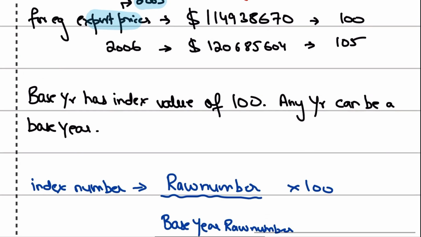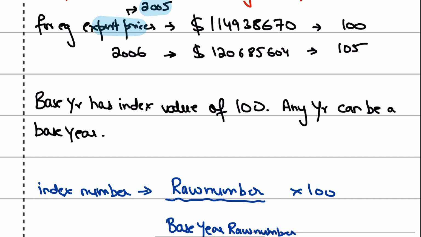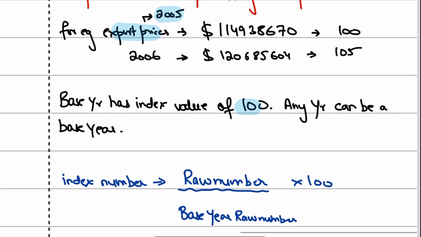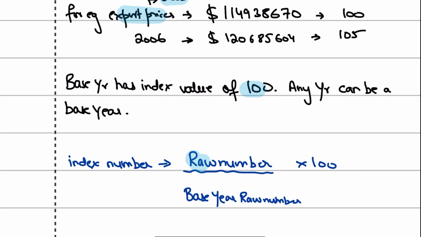Now, remember the base year always has an index value of 100. And remember that any year can be the base year. Usually the base year that we choose is a standard year where no dramatic changes have been made. Now the formula to calculate the index number is you take the raw number and you divide it by the base year raw number times 100.